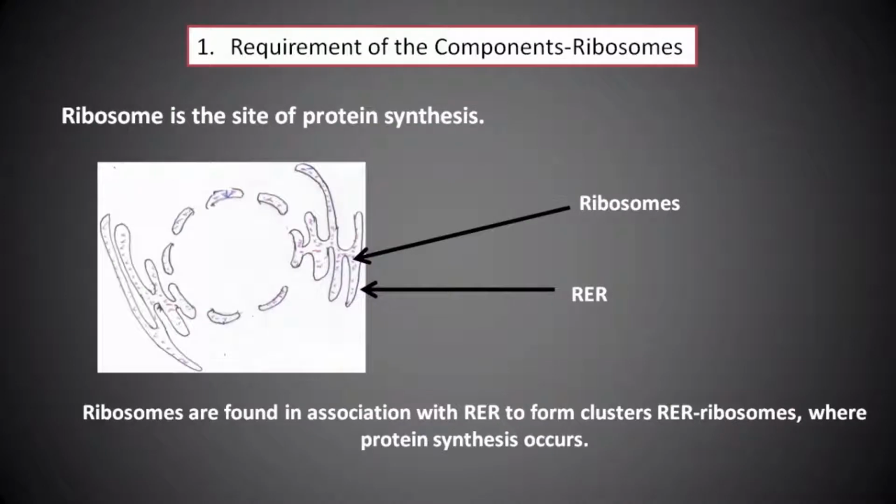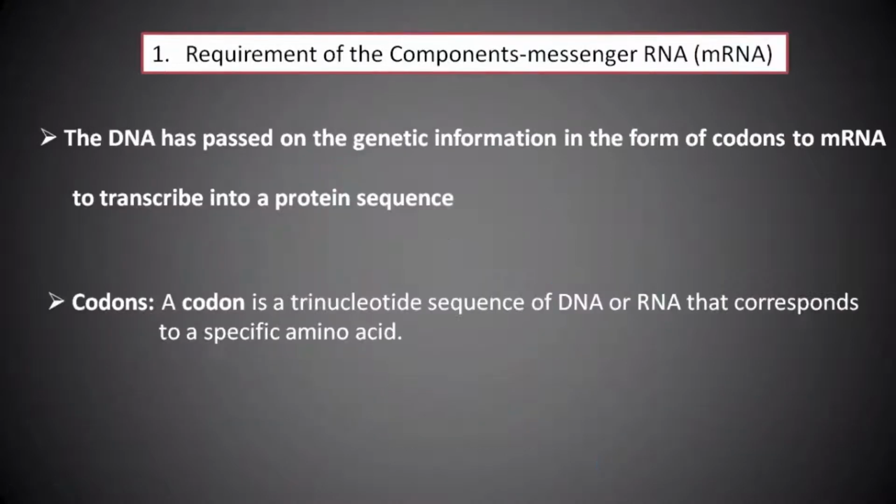Next is the ribosome. The ribosome is the site of protein synthesis, and it gets associated with the rough endoplasmic reticulum to form RER ribosomes, where protein synthesis occurs. Then we need mRNA. As I have said already, DNA passes the genetic information through transcription in the form of codons to mRNA, to be translated into protein. And what are these codons? A codon is a trinucleotide sequence of DNA or RNA that corresponds to a specific amino acid.